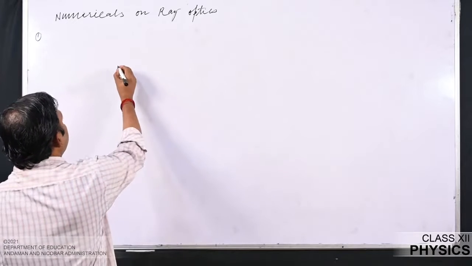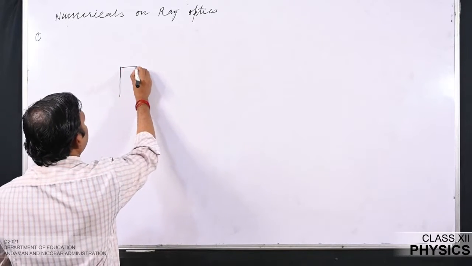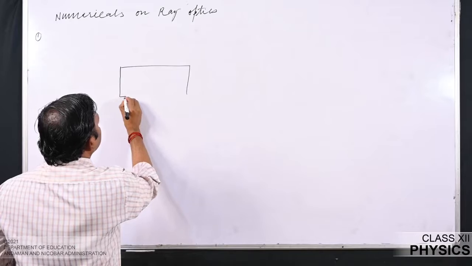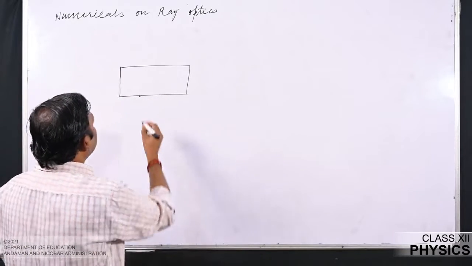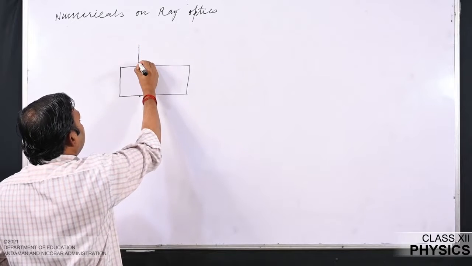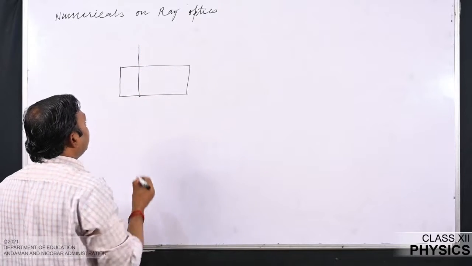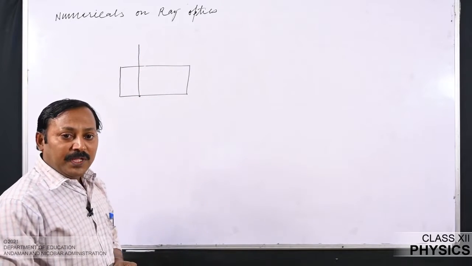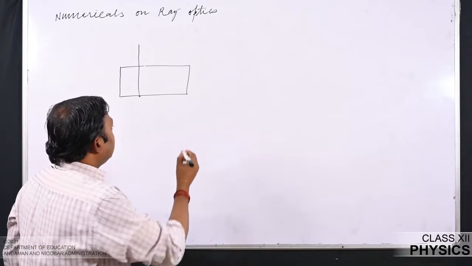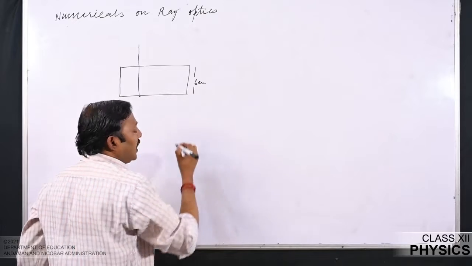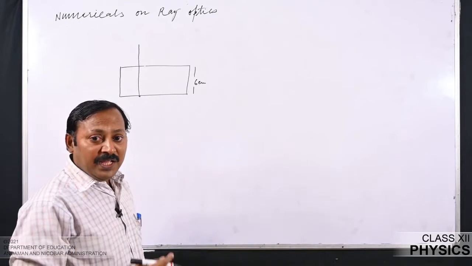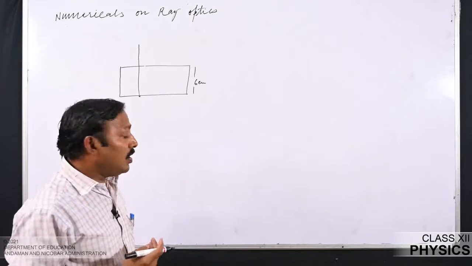A rectangle slab is there here. We have a rectangle slab here. So an object is placed below the rectangle slab. Here we can draw a normal. Let us suppose here we have drawn a normal. So the thickness of this glass is 6 cm. Here we have a thickness. The thickness of the slab is 6 cm. A layer of 4 cm thick is on the top of glass.